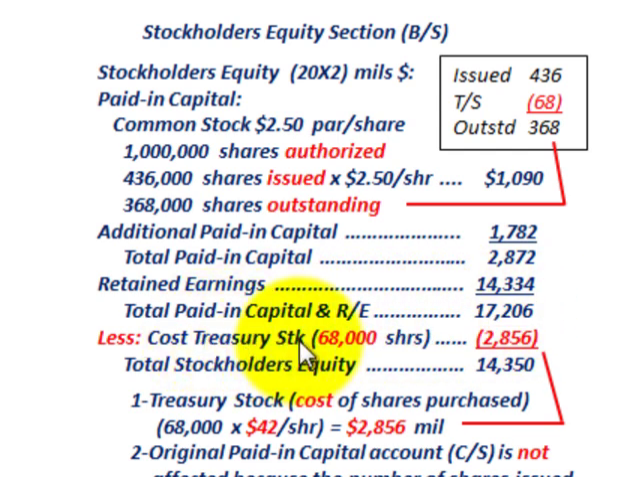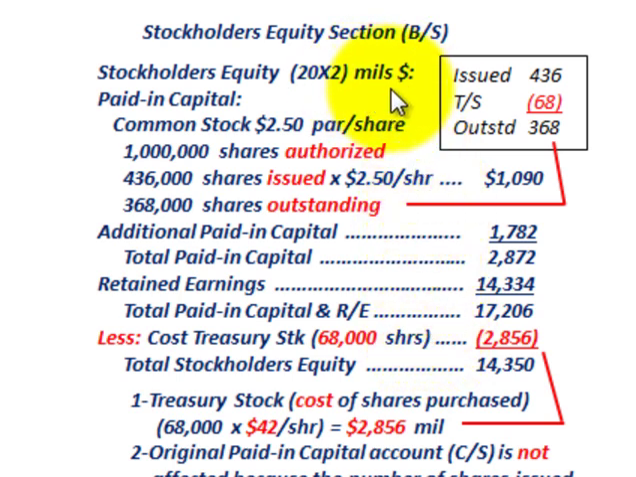So our treasury stock is based on the number of shares that we're holding in treasury at its per share price. We're looking at the cost of the treasury stock, and we subtract that from our total paid-in capital and retained earnings, and we come up with our total stockholders' equity of $14,350,000.